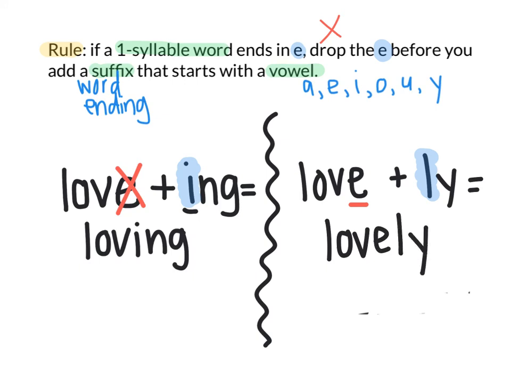So do you see the difference here? The difference is, what does the suffix start with? If it starts with a vowel, you're going to kick that E out. If it does not start with a vowel, the E gets to stay.